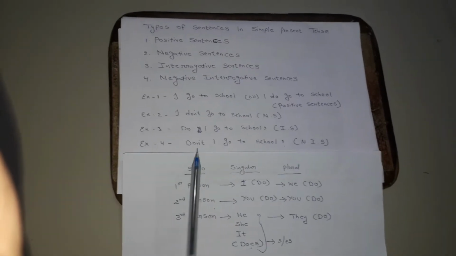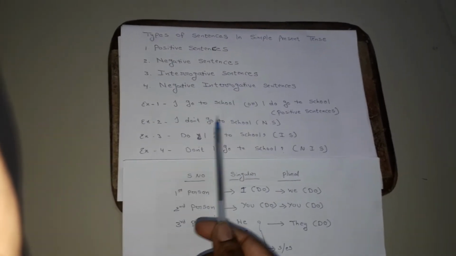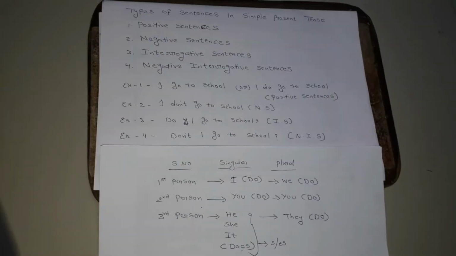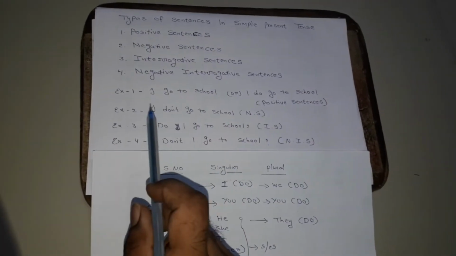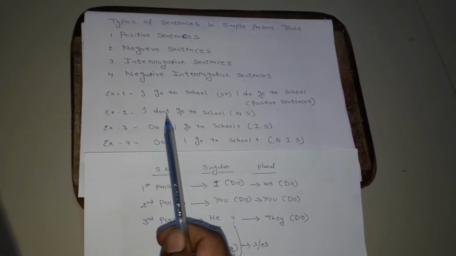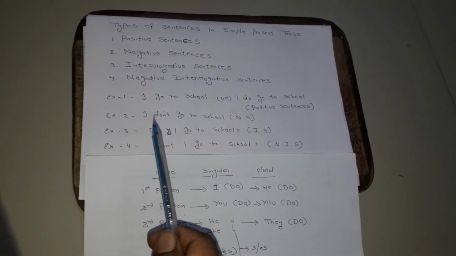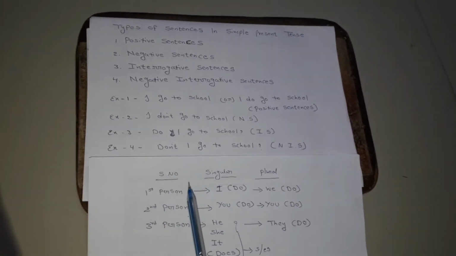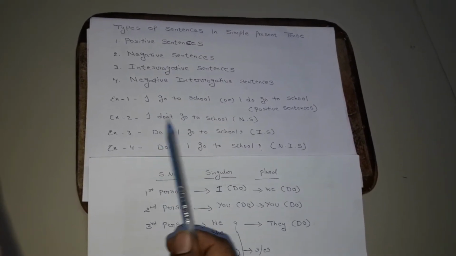When we observe example number 2, "I don't go to school", it means negative sentences. Why should I take "don't" after "I"? Because the subject in example number 2 is "I", which is first person singular. So when it is first person singular, we should take "do" after I. So, I don't go to school.